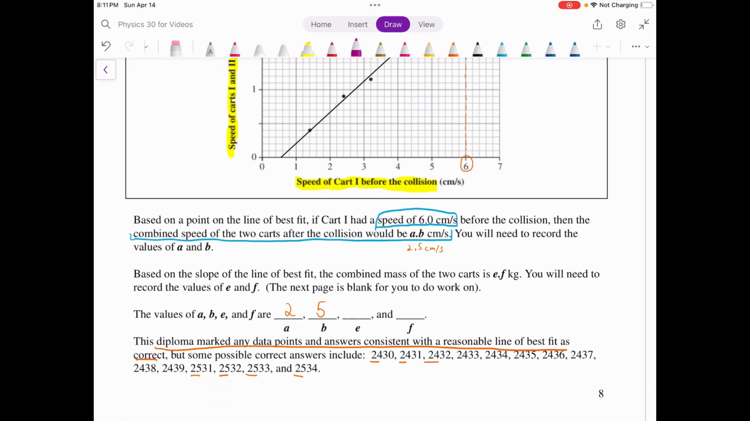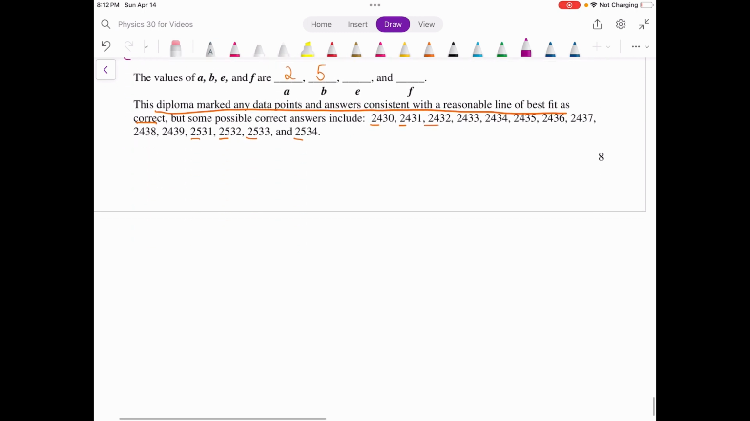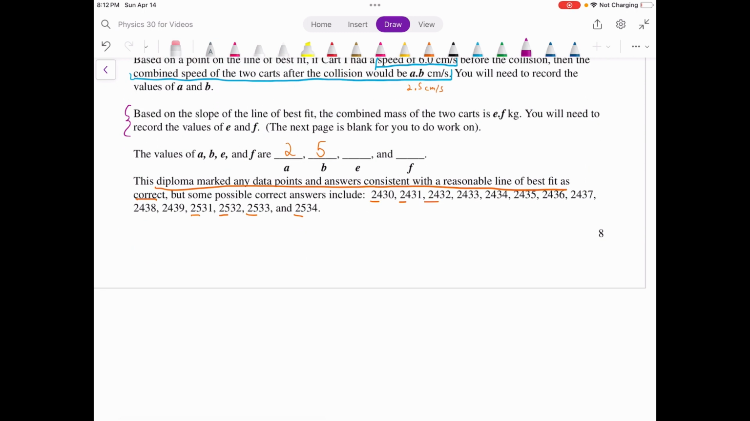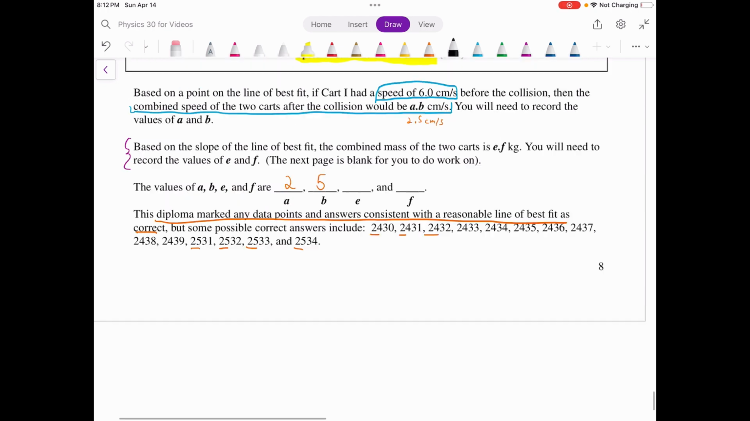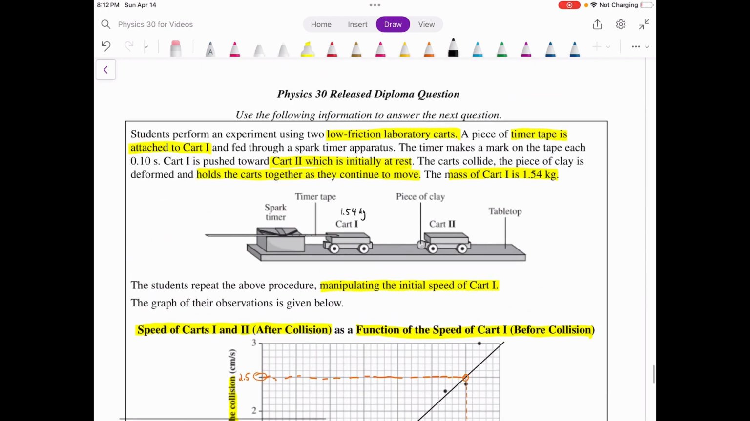Now part 2, which refers to the slope. It says, based on the slope of the line of best fit, the combined mass of the two carts is E.F kilograms. Okay, so what does the slope have to do with this? Remember, we're not guessing here. The equation will tell us. So what is the equation that has to do with this situation?